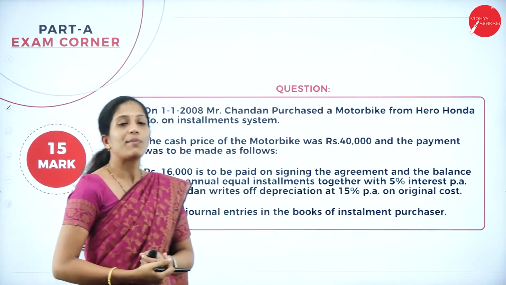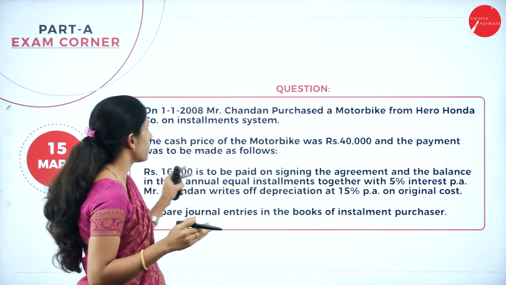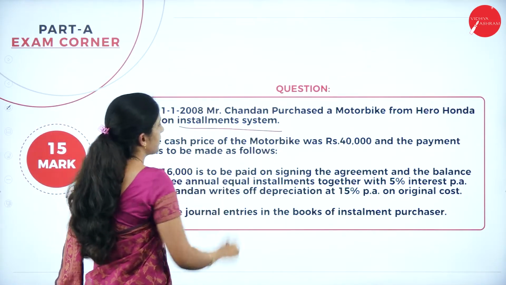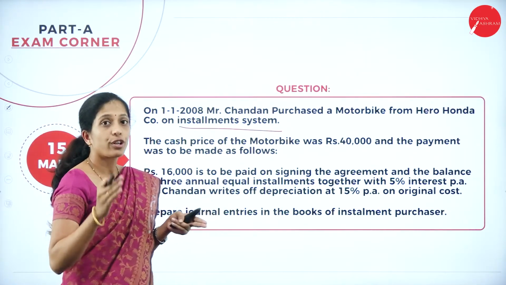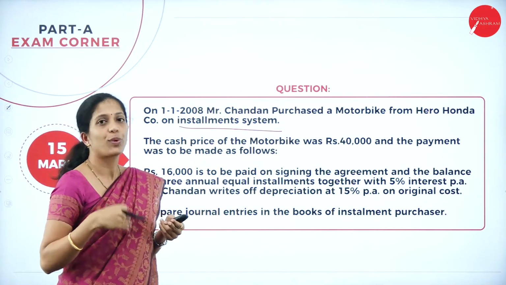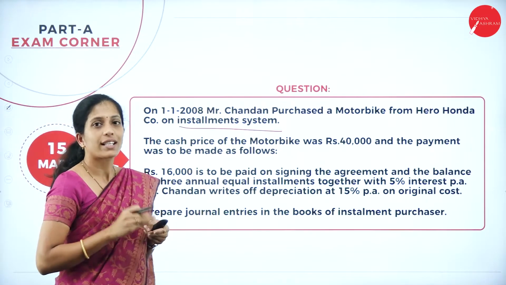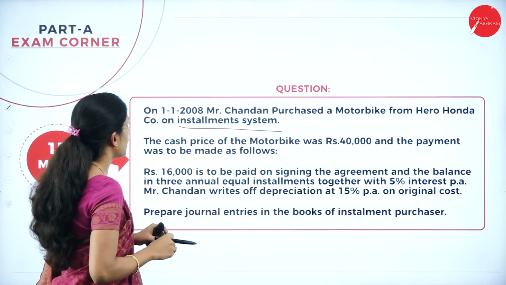Now we shall go through one more 15-mark problem, that is a 15-mark problem on the installment system. Here, as I told you, if you are clear with the journal entry, it is very easy to record the ledger accounts. Now go through the problem here.